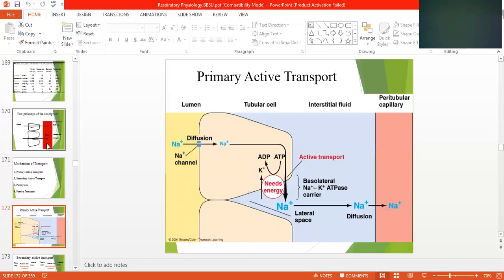What is primary transport? Primary active transport means sodium diffuses through the channel and enters the tubular cell, then ATP, adenosine triphosphate, converts into ADP, adenosine diphosphate, and produces energy; it needs energy. Sodium, lateral space, basolateral sodium-potassium carrier, and active transport will take place here.